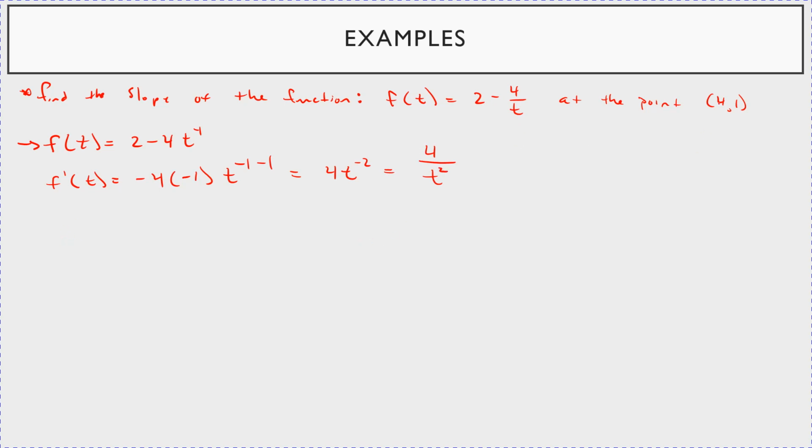So I want to find the slope at this point. So the slope at 4, 1 is equal to f prime evaluated at 4. So I'm just going to take my 4, plug it into my derivative. So this is 4 over 16, or the slope of the tangent line at that function, which is the slope of the graph at that function. It's the instantaneous rate of change at the point 4, 1, and it is just 1/4.